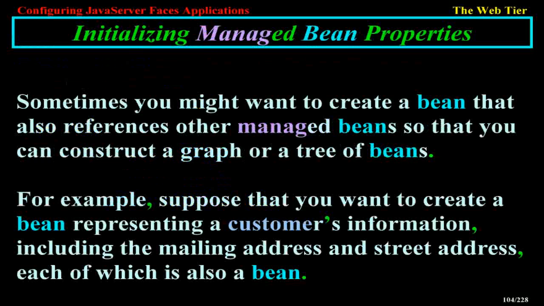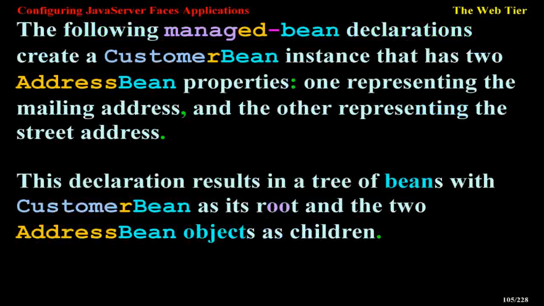Sometimes you might want to create a bean that also references other managed beans so that you can construct a graph or a tree of beans. For example, suppose that you want to create a bean representing a customer's information, including the mailing address and street address, each of which is also a bean. The following managed bean declarations create a customer bean instance that has two address bean properties, one representing the mailing address, and the other representing the street address. This declaration results in a tree of beans with customer bean as its root and the two address bean objects as children.